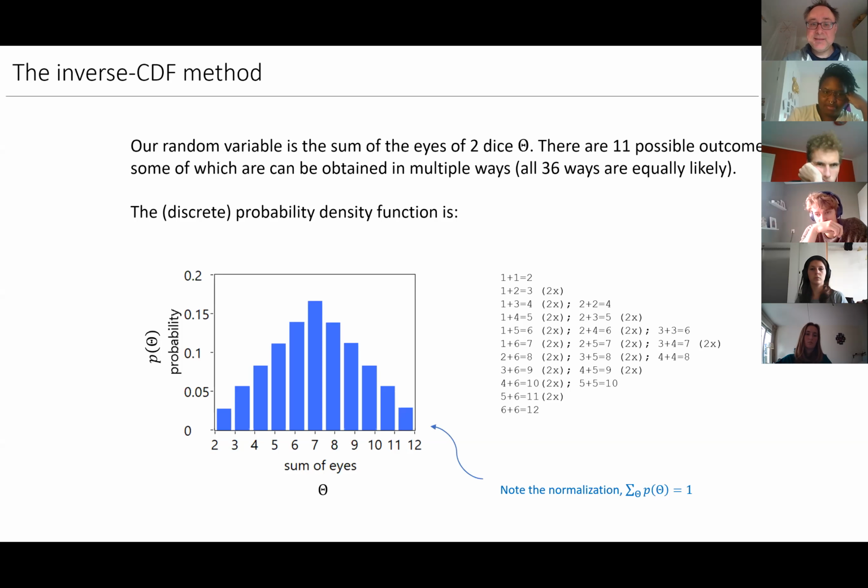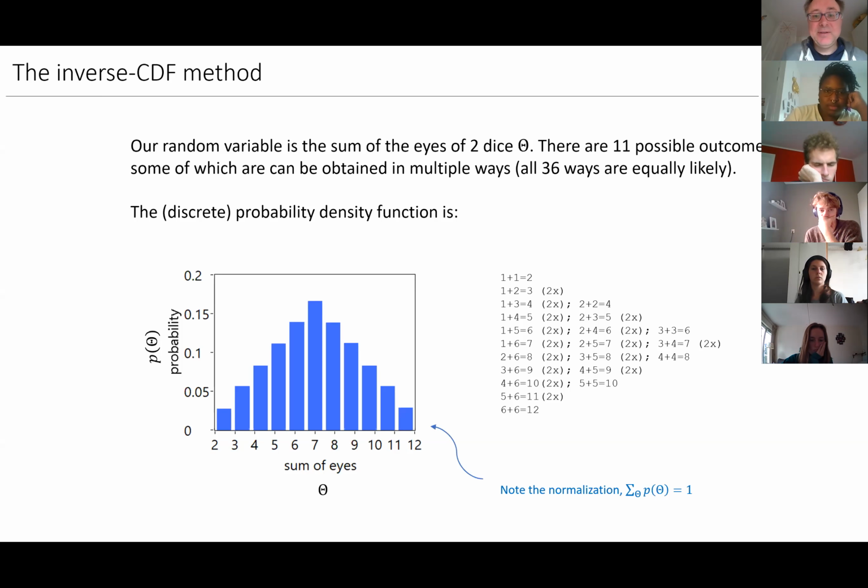So as an example, let's say that a random variable is the sum of the eyes, the number of eyes, if you throw 2 dice. In that case, there are 11 possible outcomes for the values. So minimum is 2, maximum is 12, and some of them can be obtained in multiple ways. So there actually are 36 possibilities. They are all equally likely.